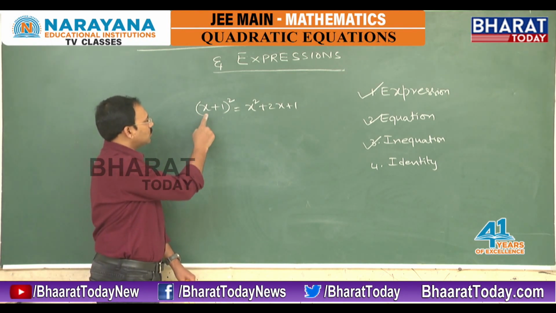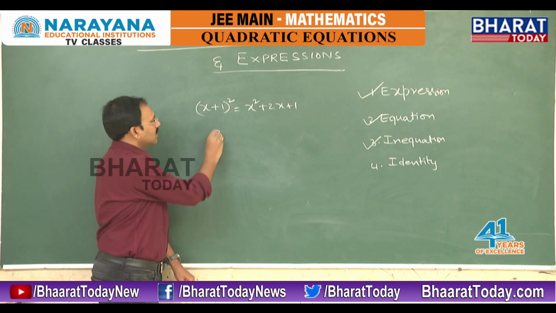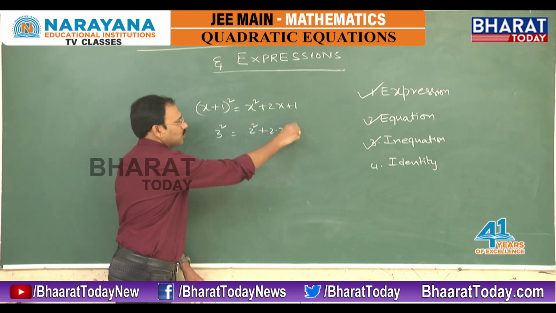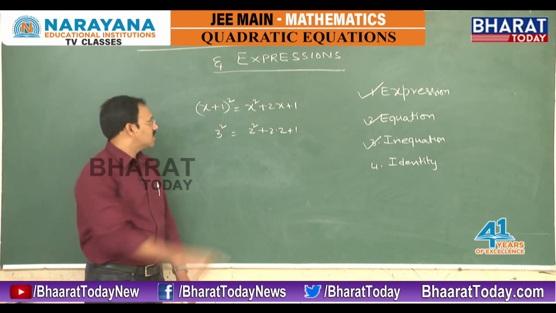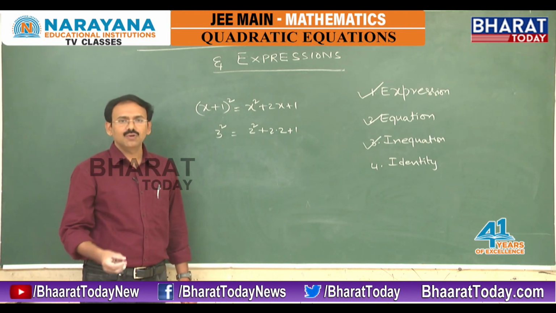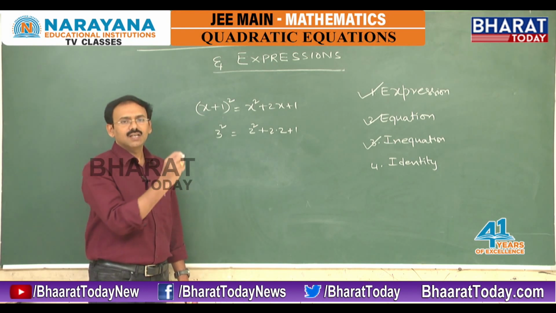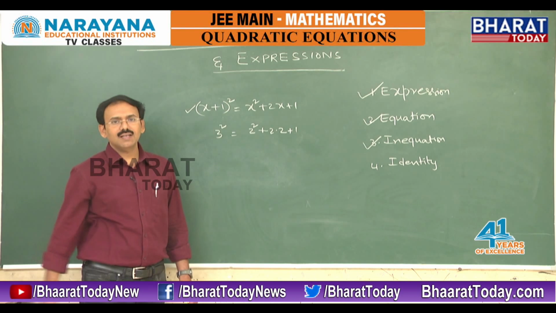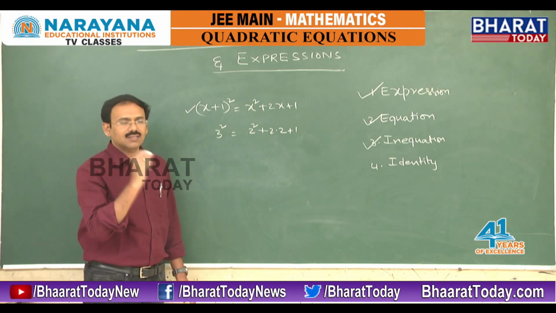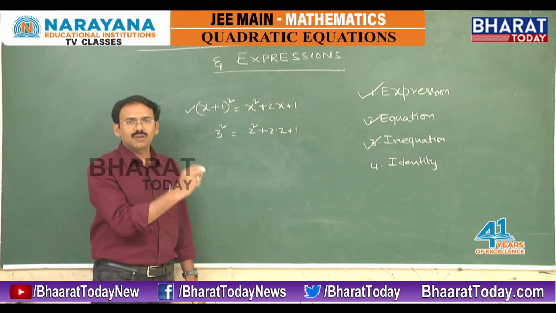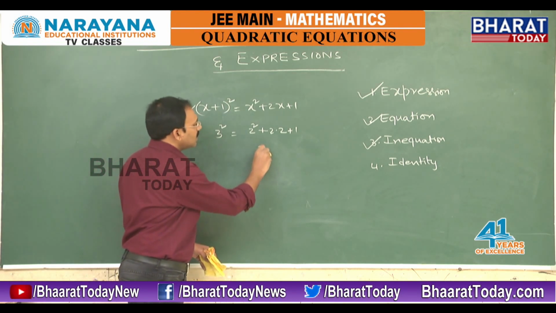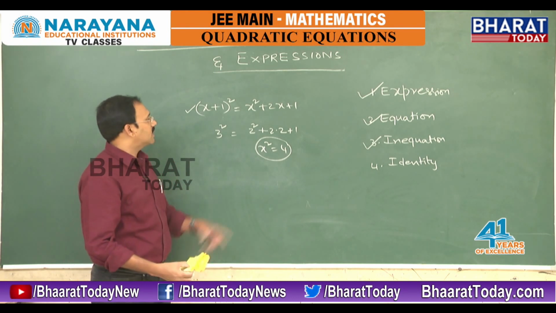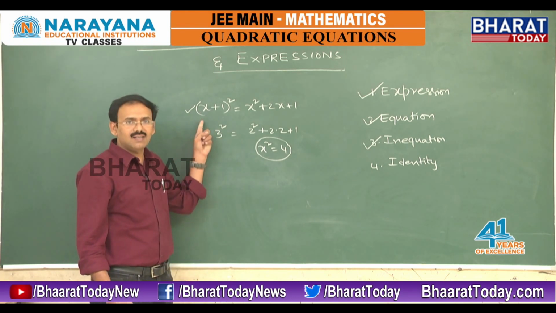You put x is equal to 2, 2 plus 1 is 3, 3 square is equal to 2 square plus 2 into 2 plus 1, satisfies. Not only x is equal to 2, you give any value for x, it is going to be true. Like this is called identity because it is a fact, it is a result, it is a formula. Whereas equation is just a condition to find the values of x, whereas identity is a result.